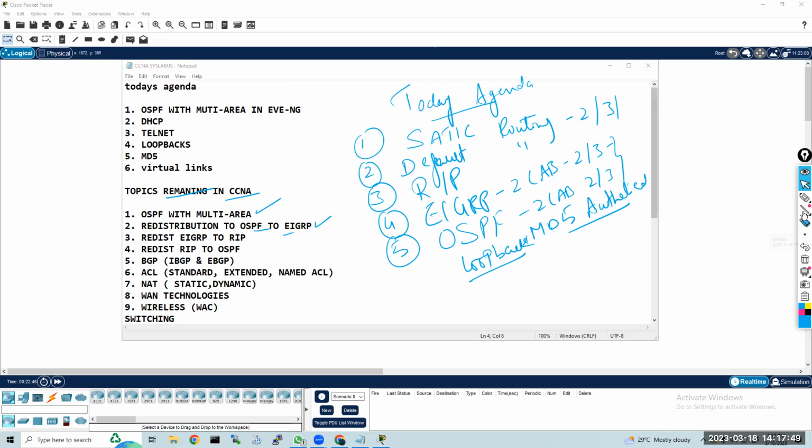The other one is we shall also configure EIGRP to RIP to OSPF. And BGP is not there in the CCNA, guys. This is actually part of your CCNP.